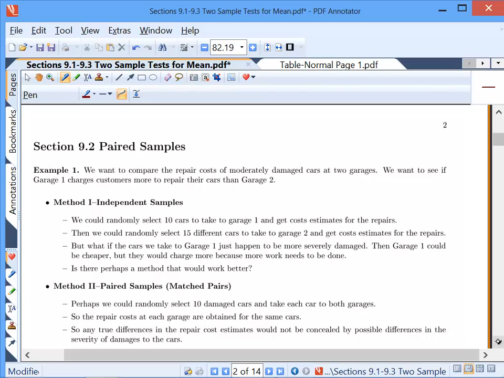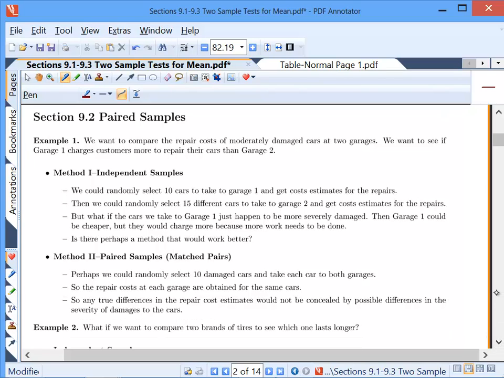So what we're going to do is you could do some kind of paired samples, or other books call it matched pairs. So what you could do is take 10 randomly damaged cars and take them to both garages and get estimates at both places. Then you'd completely eliminate that source of bias because each garage would see the exact same car, and so you could really see if the differences were due to which garage and not just which car you took to which garage.